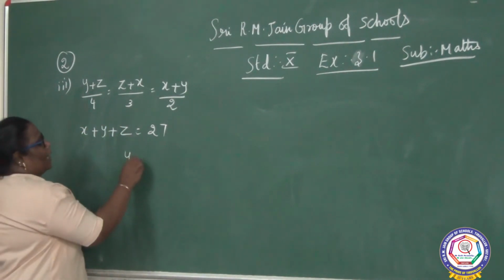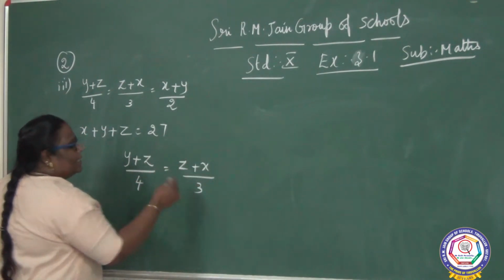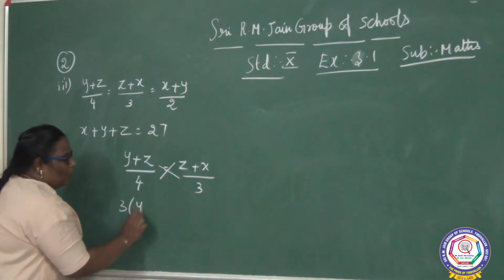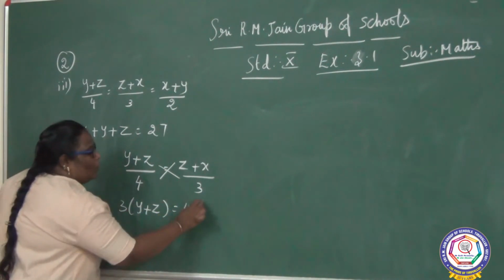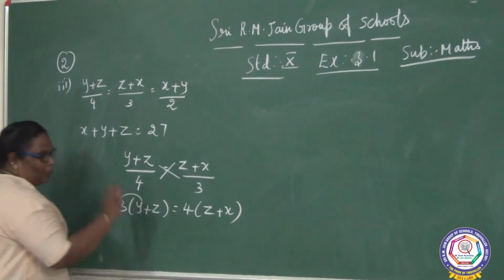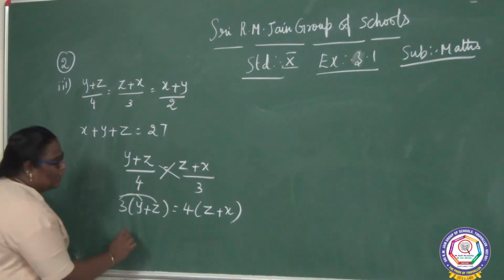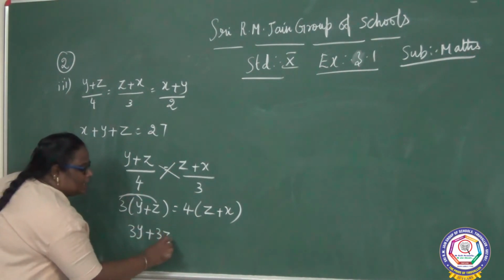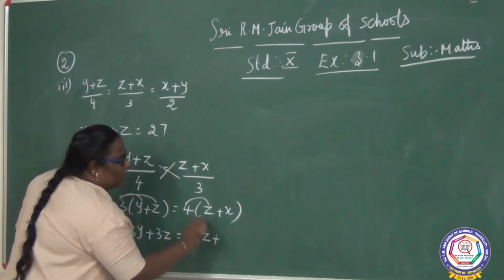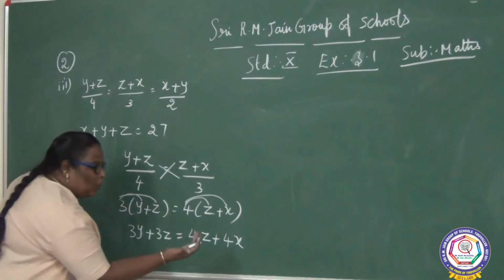See here, (y+z)/4 = (z+x)/3. Do the cross multiplication. 3 into (y+z) equal to 4 into (z+x). Multiply 3 inside, you multiply both the terms: 3 into y and 3 into z. So you are getting 3y + 3z equal to, multiply 4 inside, 4z + 4x. You bring all the terms to one side.